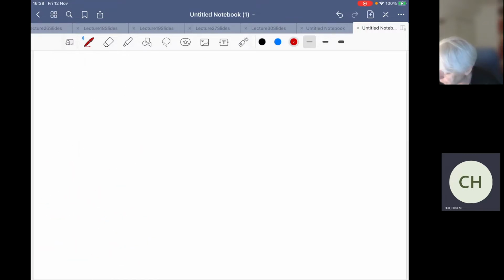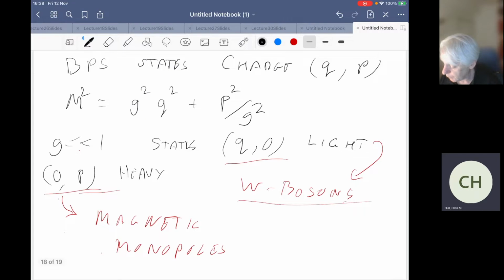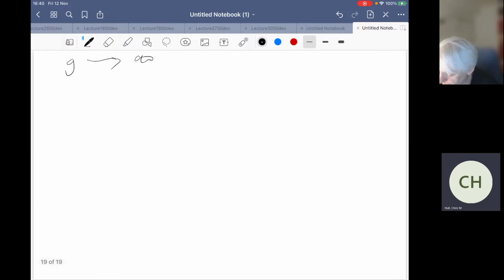So what happens if we now take the strong coupling limit, as g tends to infinity, for g large? So we had this mass formula here. Now the states carrying the magnetic charge P will become light, and the states carrying the electric charge Q will become heavy. So now charges 0P will become light, and charges Q0 will become heavy.